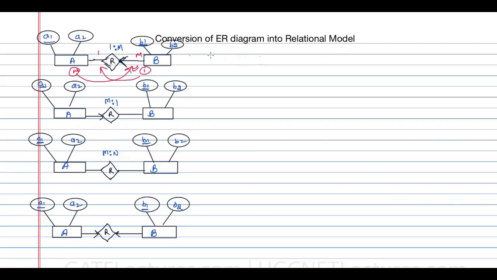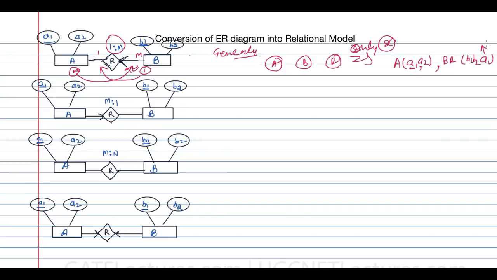Generally what happens is we make three tables: one table for A, one table for B, and one table for relation R. But because it is a one-to-many relationship, we require only two tables. All this information can be stored with only two tables. The first table will be A, containing A1 and A2, where A1 is a key attribute, and the second table will be for B and R, combining B and R. It will have B1, B2 and A1, where A1 is a foreign key, and B1 is a prime attribute, you can say the key attribute here.